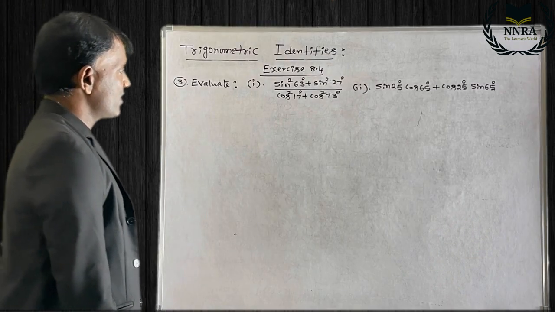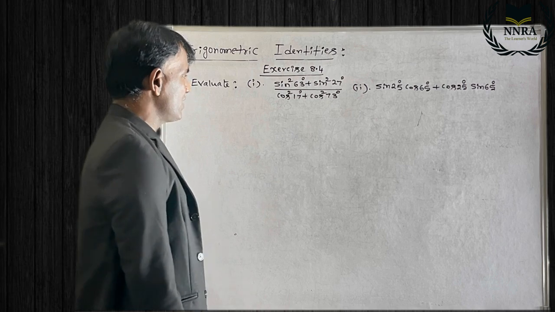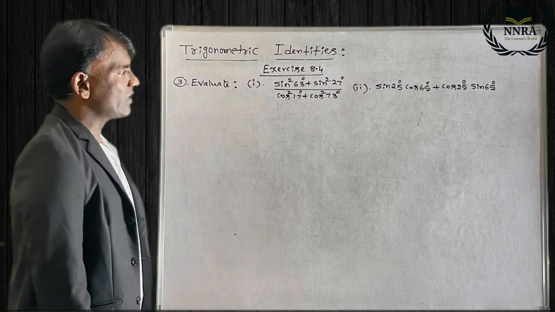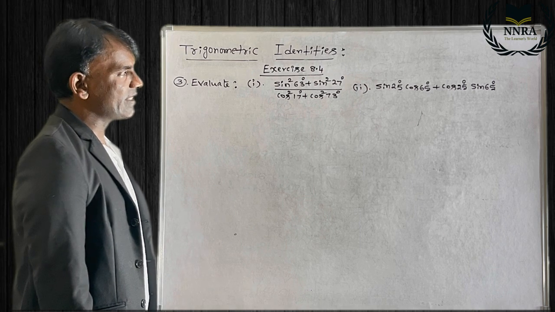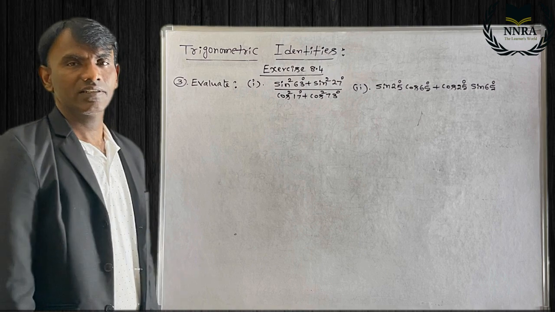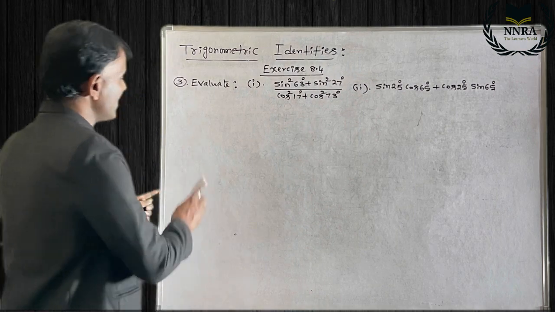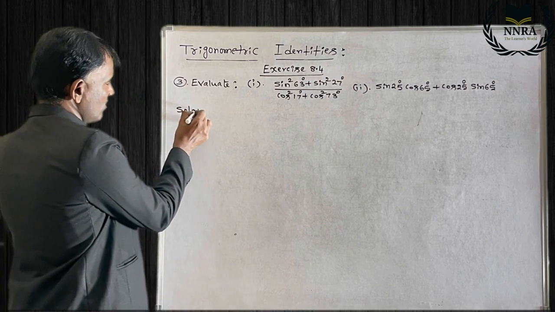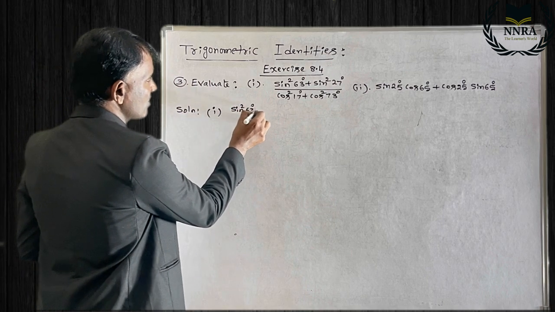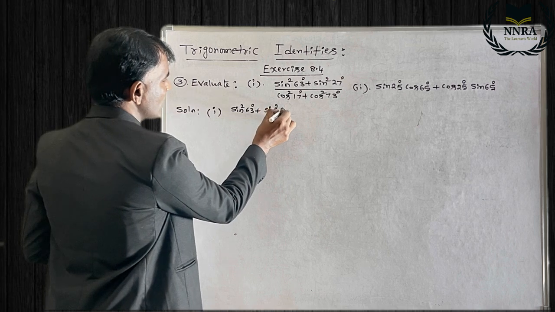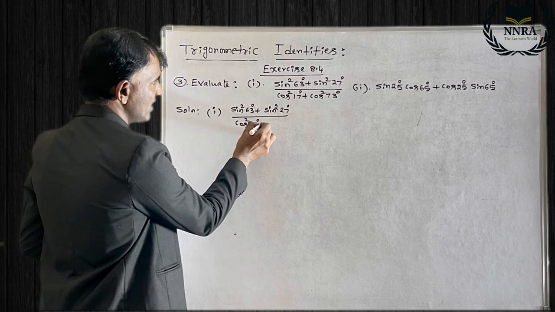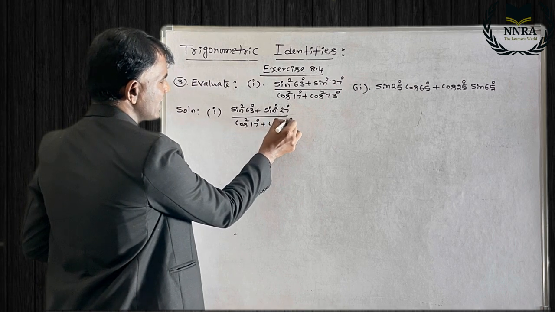Evaluate: in the first sub question, sin square 63 plus sin square 27 divided by cos square 17 plus cos square 73 degrees. And the second one is sin 25 degrees cos 65 degrees plus cos 25 degrees into sin 65 degrees. Clear? Now how to simplify this? Just take the first question. What is that first one? Given value: sin square 63 plus sin square 27 divided by cos square 17 plus cos square 73 degrees.